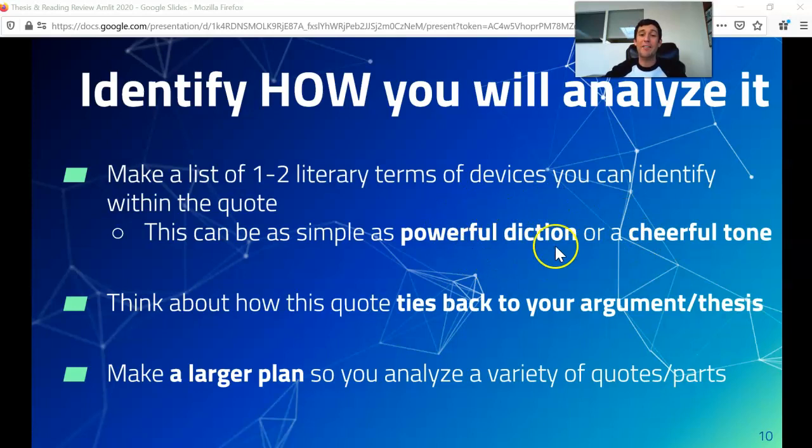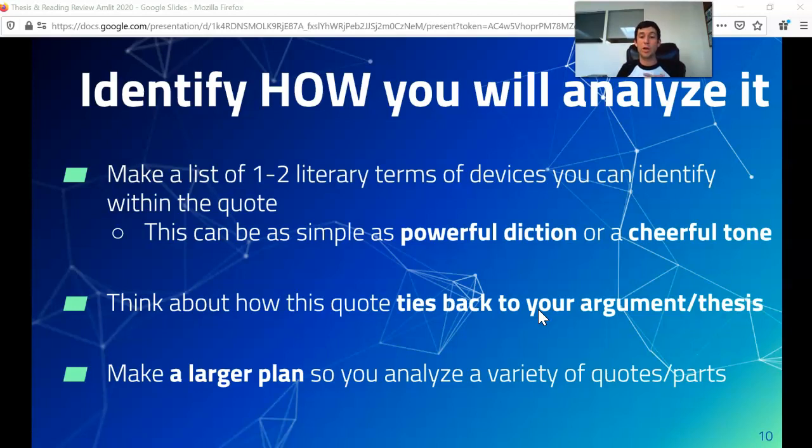Just remember, you have to say something with diction. You can't just say diction. That just means words. So think about how this quote ties back to your argument or thesis. Remember, we just talked about thesis statements. Everything you do in a piece of writing always needs to point back to that thesis. If you find yourself not talking about your argument for an entire paragraph, you've probably lost your way in the writing. Always come back to your argument. The analysis and the argument should be the same thing.